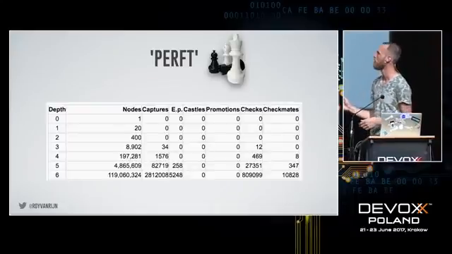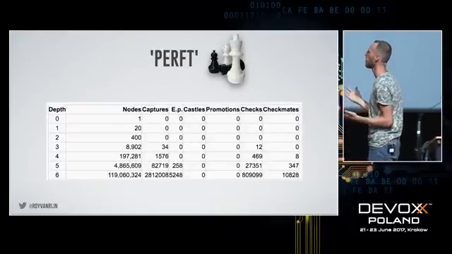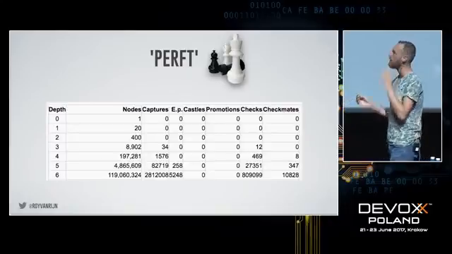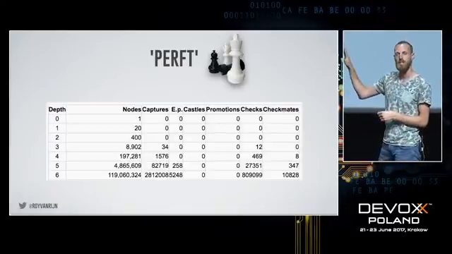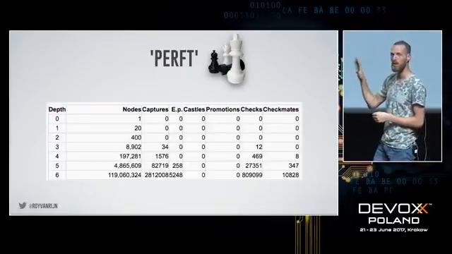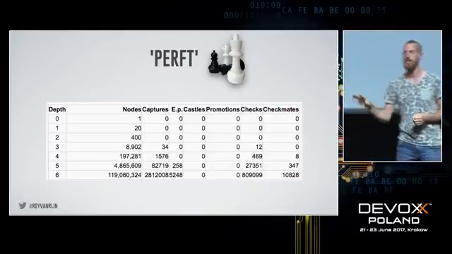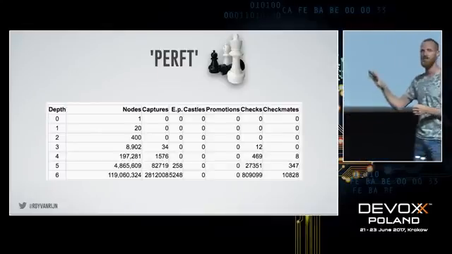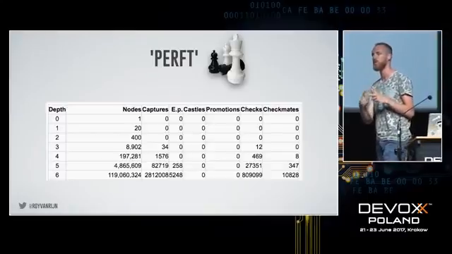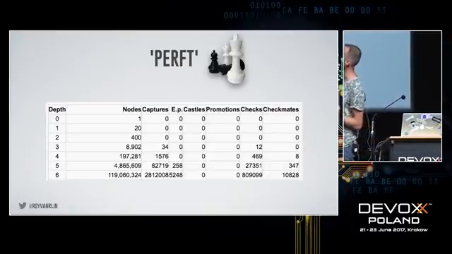This table shows the problem. This table is called a perft table. And if you would write a chess engine, you need those tables, because those tables allow you to do two things. So what is this table?